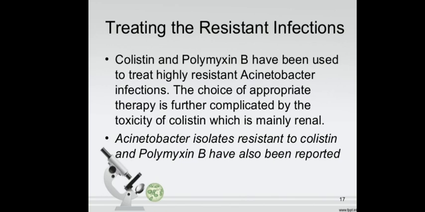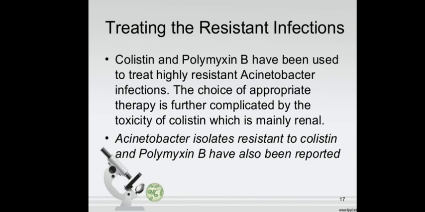Now, how can the treatment of the resistant infection be done? Colistin and polymyxin B antibiotics have been used to treat highly resistant Acinetobacter infection. If at the first line imipenem does not help to cure the infection, then colistin or polymyxin B antibiotic is used for the treatment of this infection.